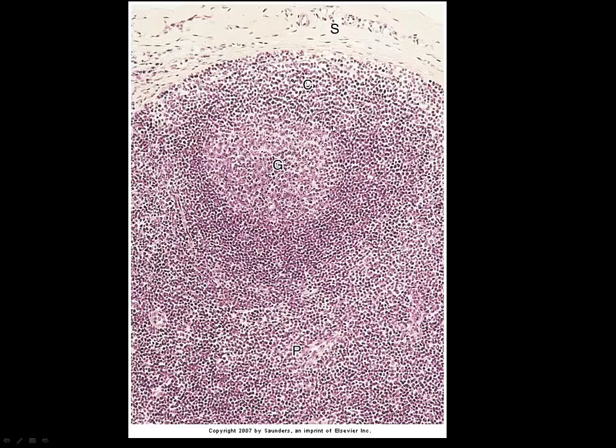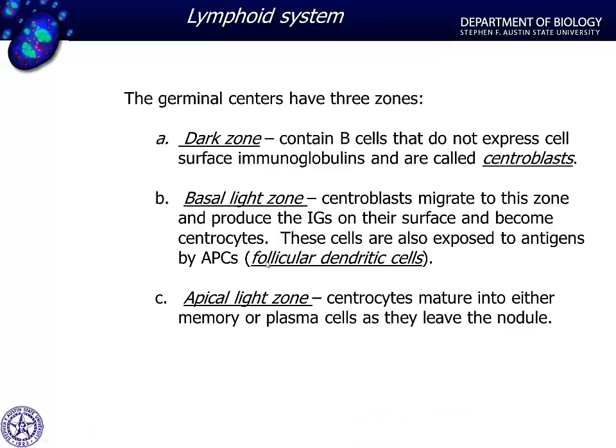But if we actually look at a slide, here we can see our capsule. We've got our subcapsular space here. Now you can see this more dense ring. This is going to be our corona, and the G represents our germinal center of a secondary lymph nodule. Now, within this germinal center, we're going to have three different zones. We're going to have the dark zone, the basal light zone, and then the apical light zone.